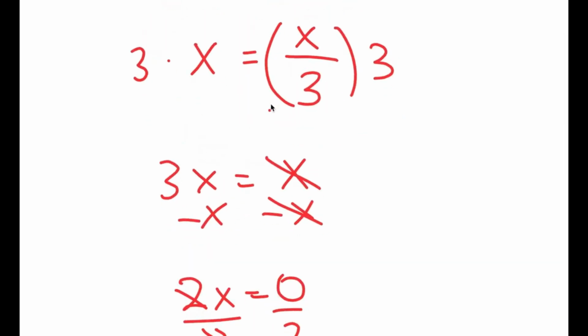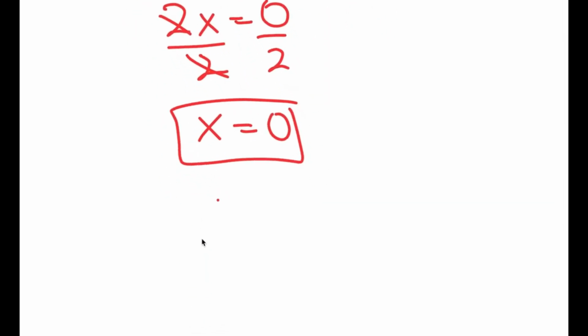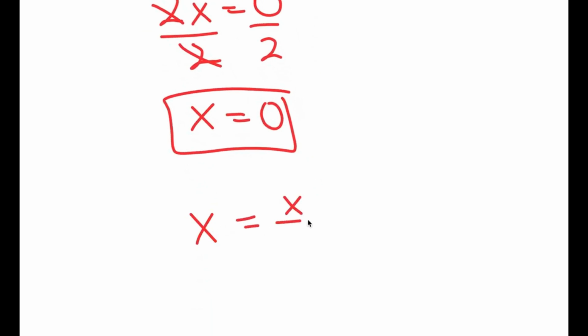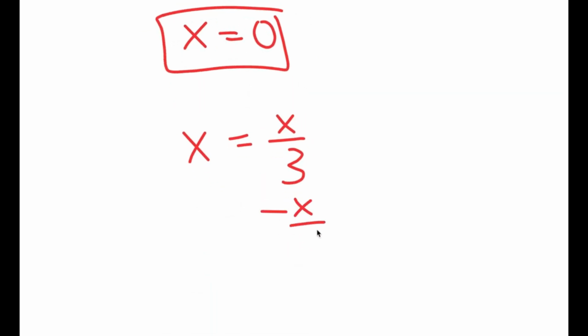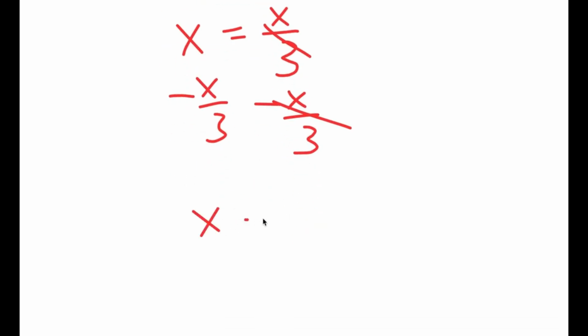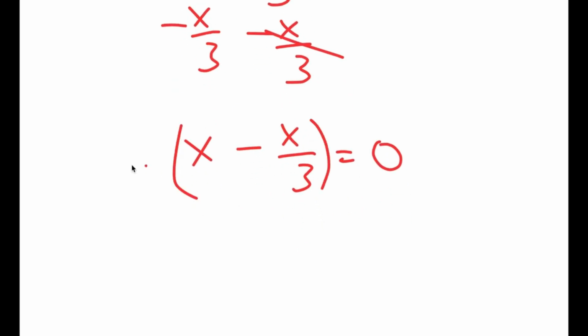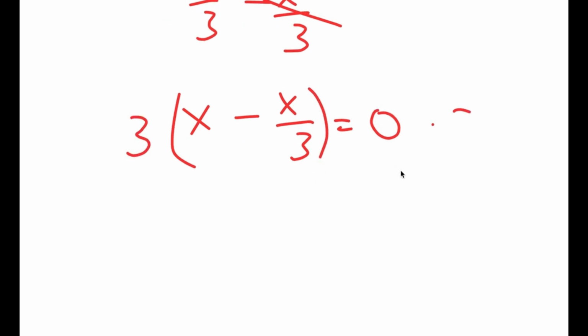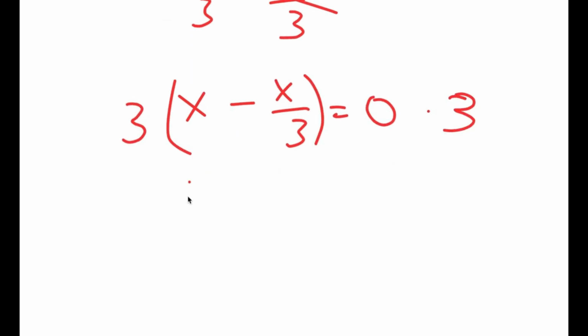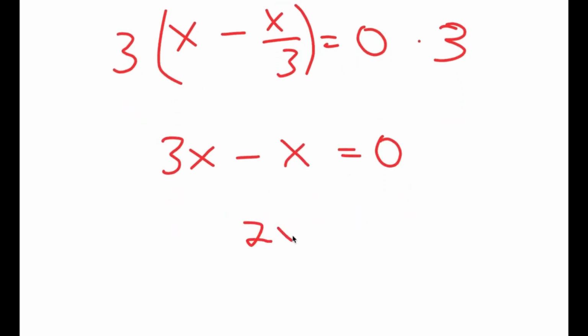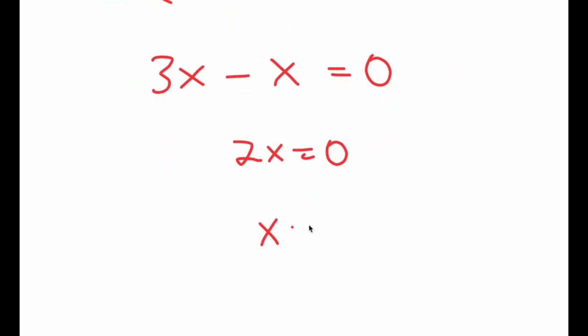Now, another way to solve this is: x equals x over 3. I'm going to subtract x over 3 on both sides. So now I get x minus x over 3 is equal to 0. And now I'm going to multiply both sides by 3. So 3 times x is 3x, and 3 times x over 3 is just x. So I get 3x minus x is equal to 0, meaning 2x is equal to 0, and x is equal to 0.